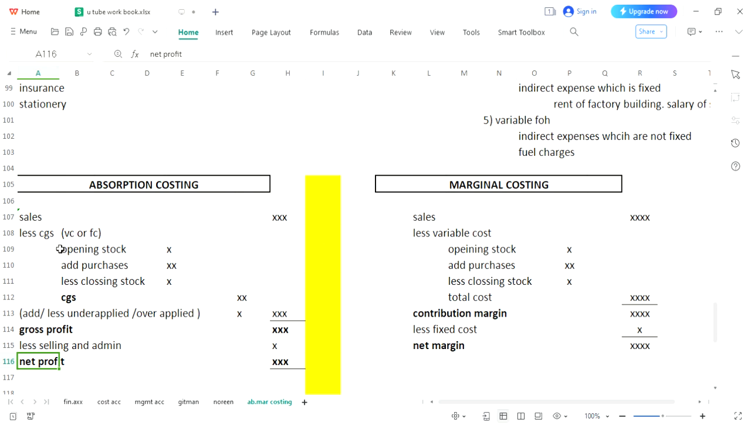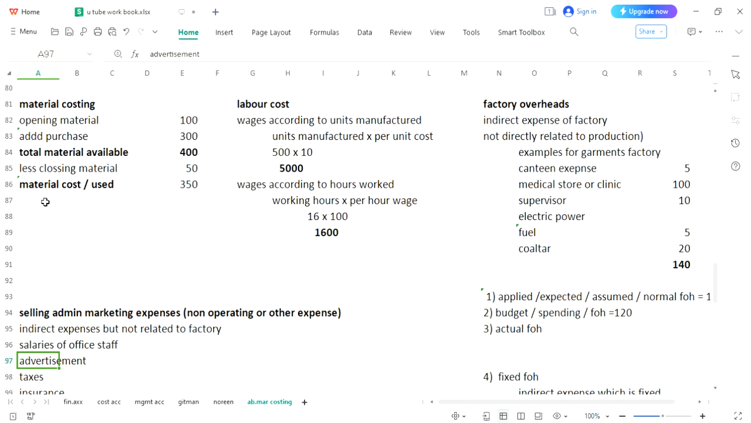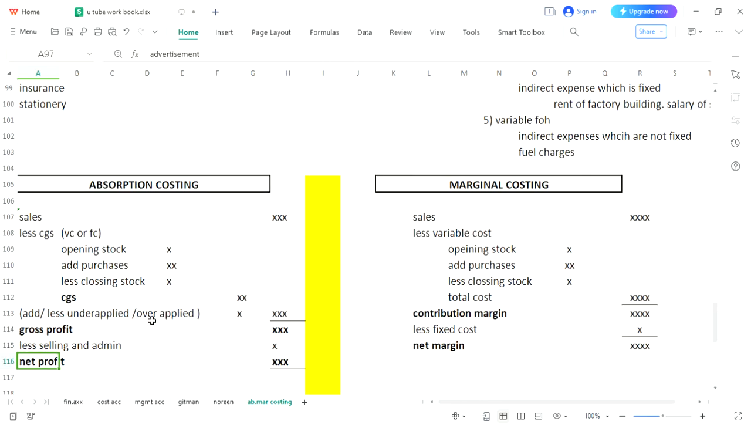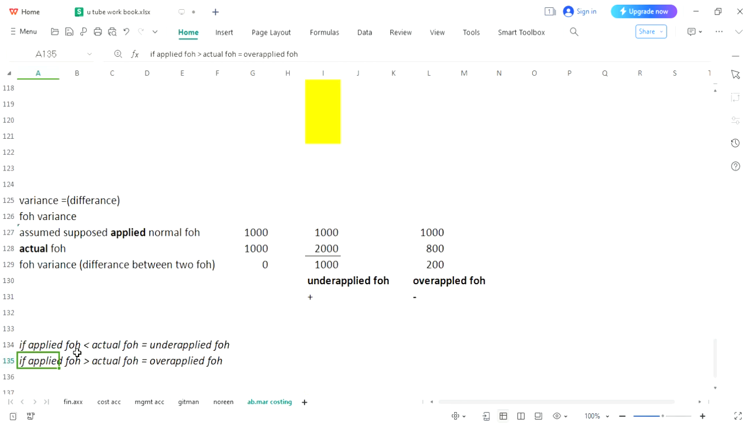As you have seen, cost of goods sold, variable cost and fixed cost have a concept. Then you have under applied, over applied, the concept, selling and administrative expenses, the concept. And I'm very hopeful each and every concept we have discussed over here. Costs were discussed, different types of FOH were discussed, selling and administrative expenses were discussed, and importantly, the under applied, over applied FOH difference was discussed. I'm requesting you to please make your mind.